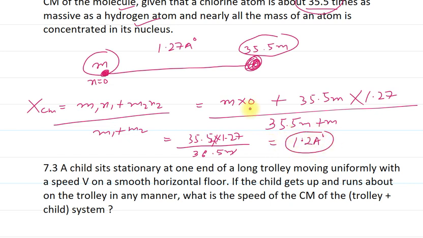So the origin of our coordinate system, we took m at 0, at the origin. So the answer is 1.23 angstrom. It means that the center of mass lies at a distance of, let's suppose this is the position, 1.23 angstrom. So basically it is just near the chlorine. It is at a distance of 1.23 angstrom from x equal to 0, or from H. From m it is 1.23 angstrom far away. So this is the answer for the problem.